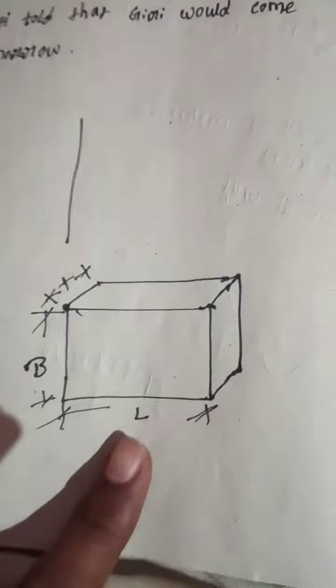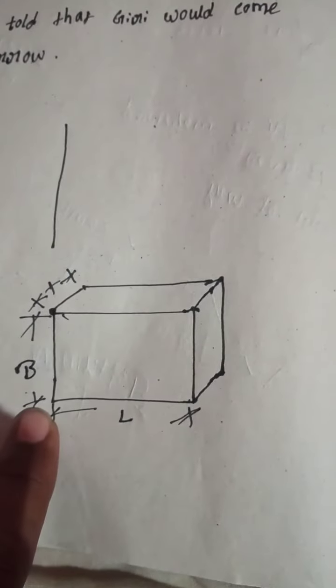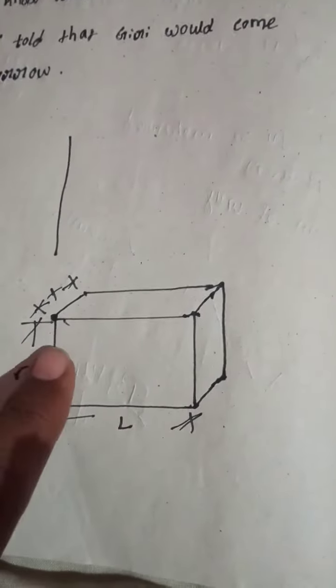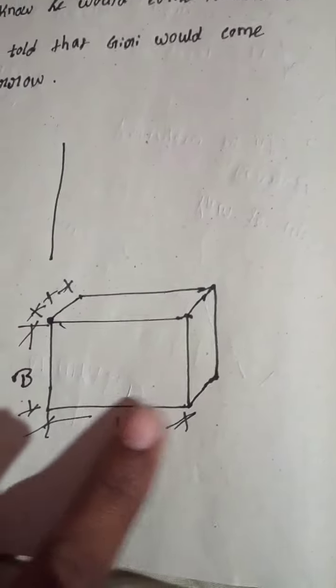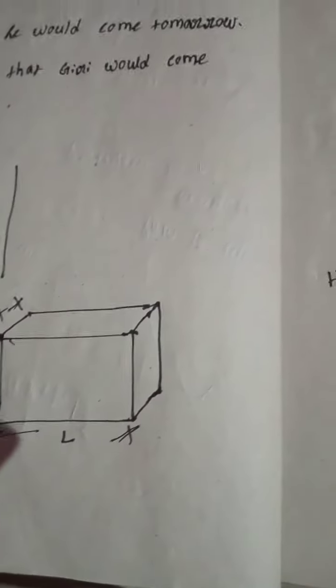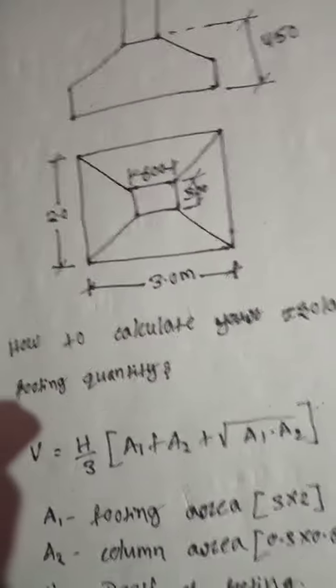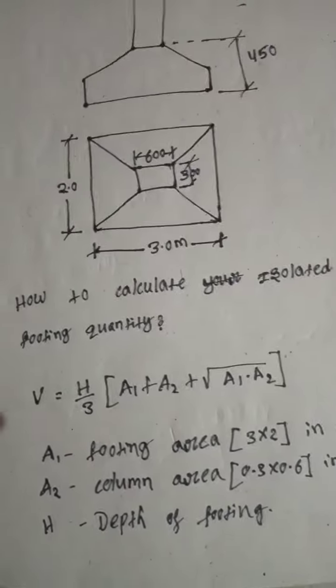What is the volume? How to calculate the volume of a box? Length into breadth into thickness. We know the values, multiply them, and finally you get the box quantity. But what is my question now? How to calculate isolated footing quantity?